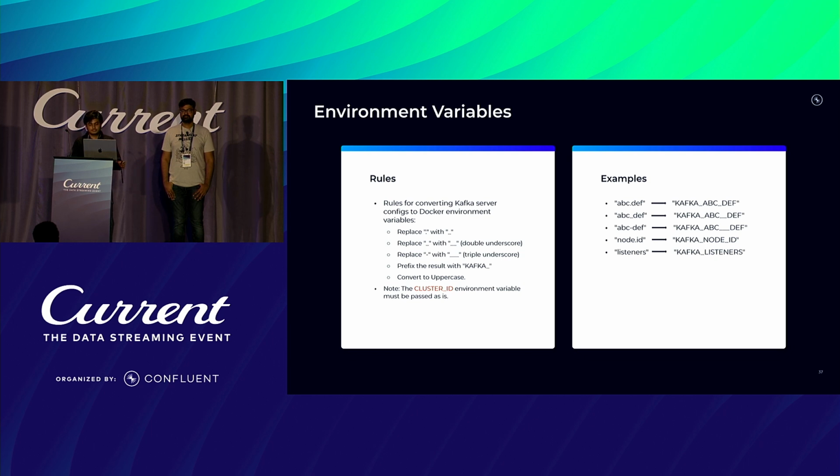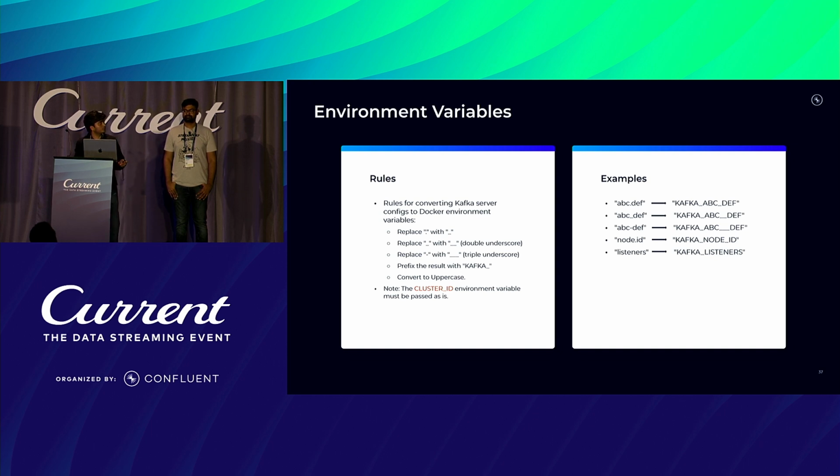The first method is using environment variables. We can pass the Kafka server configs using the Docker environment variables, but it needs to follow some rules. Let's look at them. If the Kafka server config contains a dot, we have to replace it with a single underscore. If the original config contains an underscore, you have to replace it with a double underscore. And if it contains a dash, just replace it with a triple underscore. Now prefix the result with KAFKA_ and convert everything to uppercase. This will be the resultant environment variable corresponding to that Kafka server config.